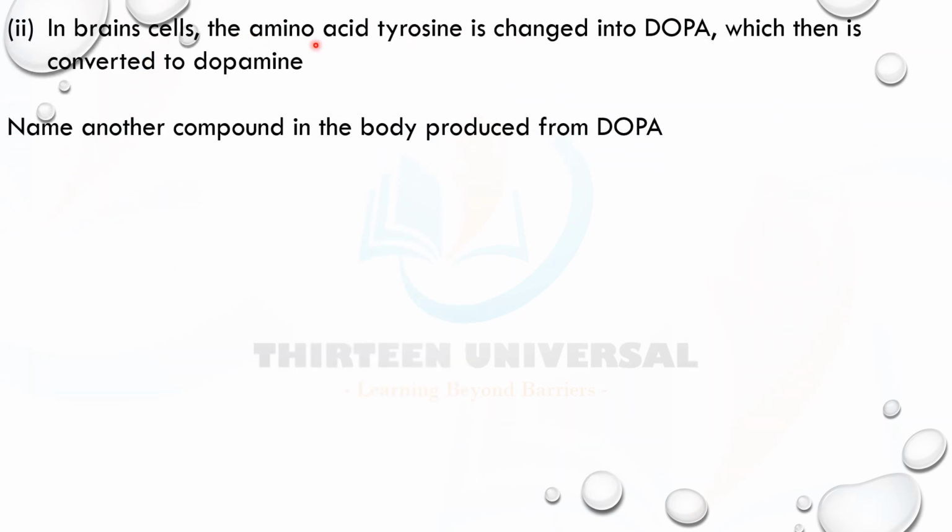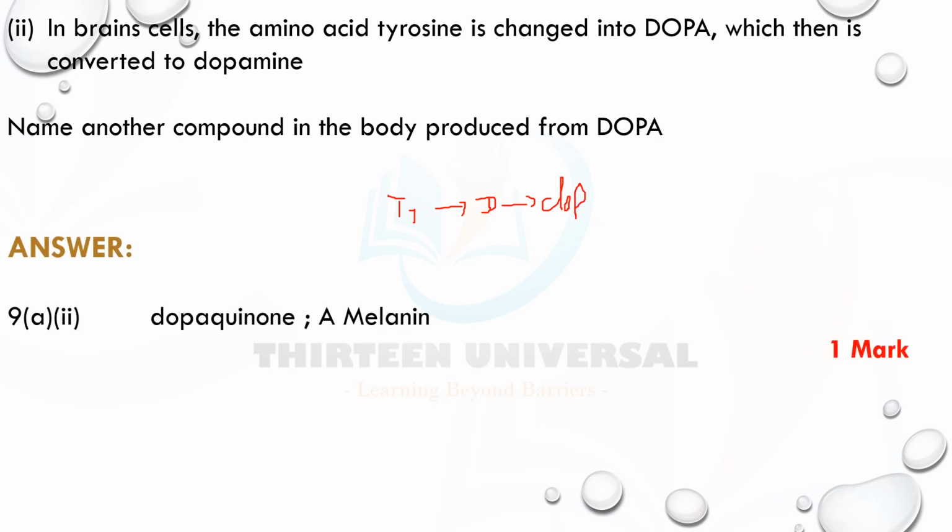Let's look at that again. In brain cells, the amino acid tyrosine is changed into dopa, which is then converted to dopamine. Name another compound in the body produced from dopa. Yes, that's dopaquinone. Remember dopaquinone? Tyrosine is converted to dopa during the synthesis of melanin. So dopa is converted to dopaquinone. So that's another compound, dopaquinone, which will then be converted to melanin.